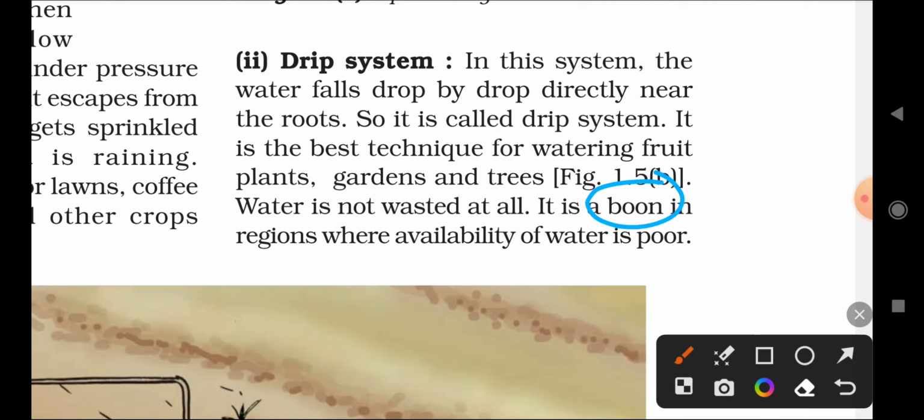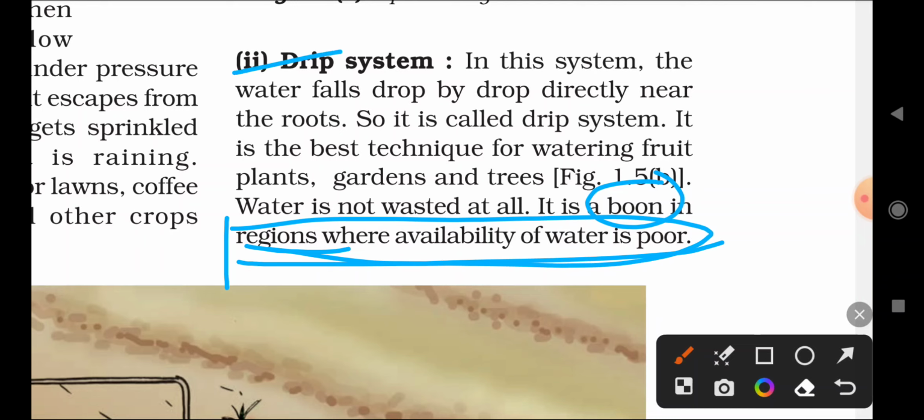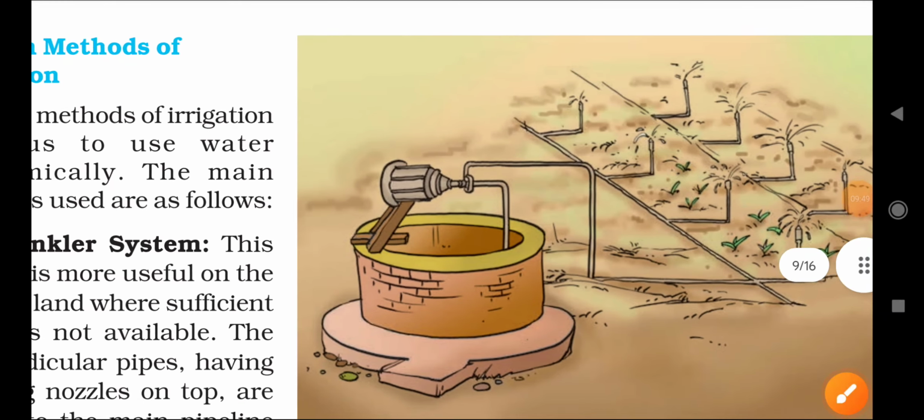Boon means it is like a water miracle, so it can give water in an area which does not have any kind of water availability. It is very helpful where the land is barren and the water availability is zero in that particular region, so this drip irrigation method is very helpful for the growth of fruit plants, gardens and trees.